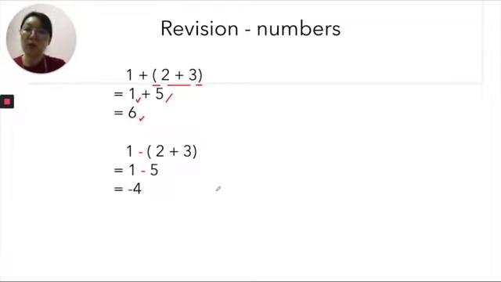Next, 1 minus bracket 2 plus 3 bracket. Again, 先做括弧. Look at the inside bracket. 2 plus 3 is 5. Connect with the outside. 1 minus 5, negative 4.